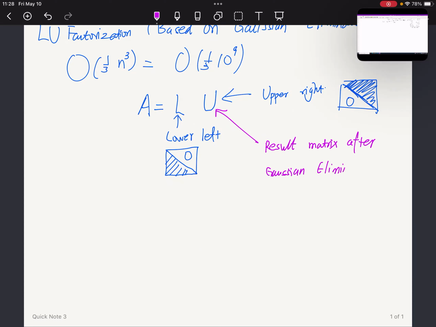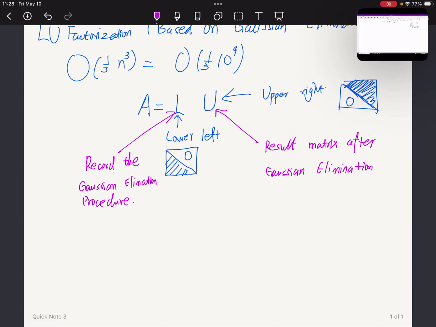And that is the upper right triangular. If you remember what we did in the Gaussian elimination, this is the desired matrix. We want the upper right triangular matrix. And what is the L? This is something we want to record from the Gaussian elimination procedures.